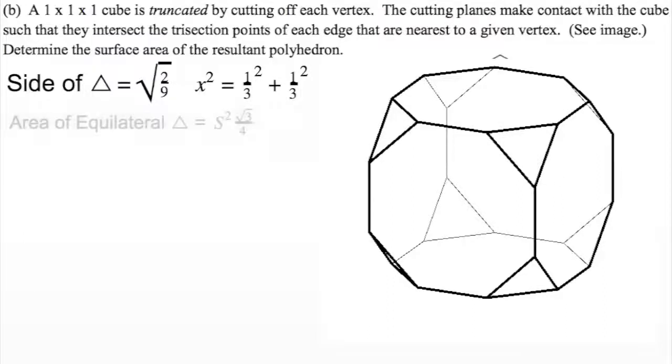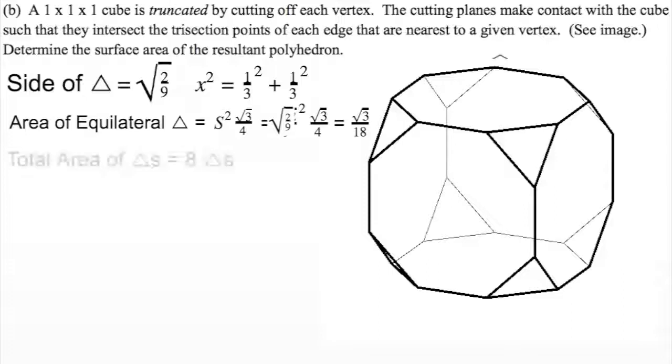Now, since we know the area of an equilateral triangle with side s is s squared times root 3 over 4, it's just (root 2 over 3) squared times root 3 over 4, which would give you root 3 over 18. Because there are 8 vertices, there are 8 triangles, so you multiply that by 8, and you get the total surface area from the triangles is 4 root 3 over 9.